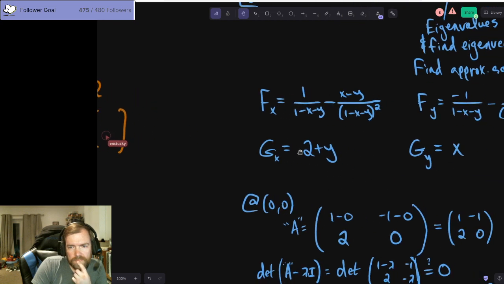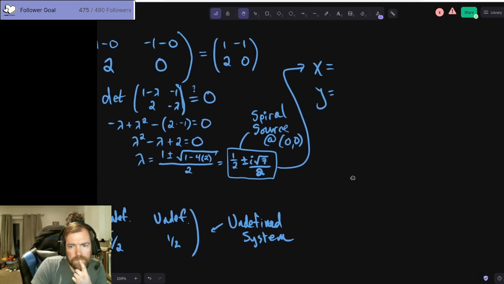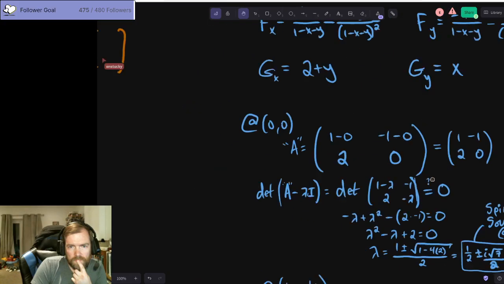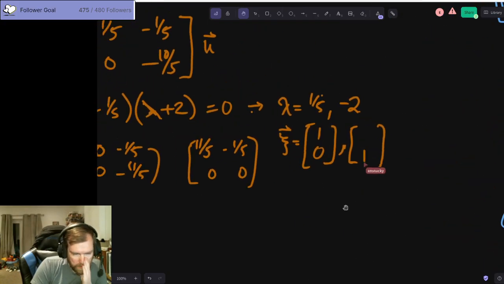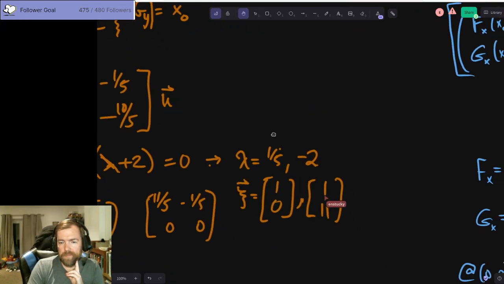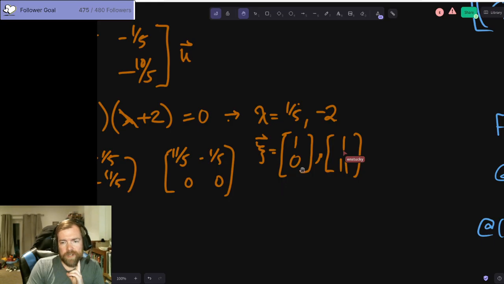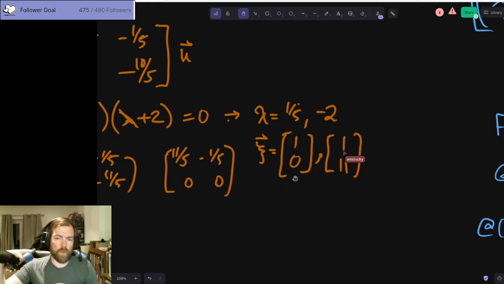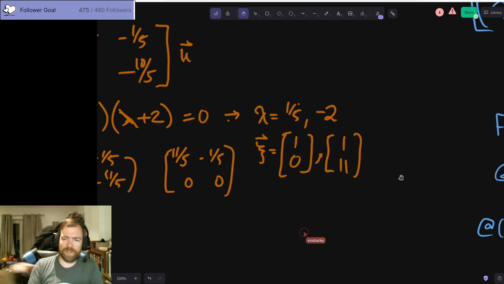Oh, I see. Something like right. An 11 to 1 ratio. Yep, I agree. Alright, so the eigenvectors are going to be 1, 0, so this is going to be 1 in the x direction, 0 in the y direction. We're just going straight off to the right. And then 1, 11 is going to be 1 to the right, 11 up.